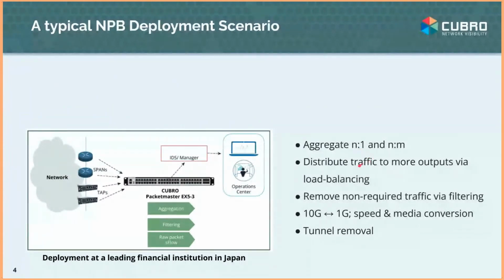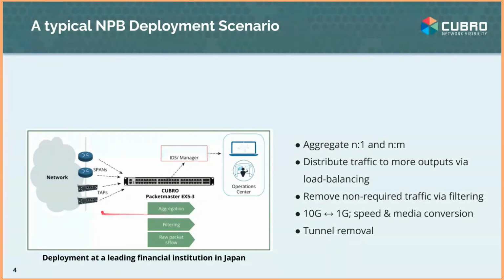We can also distribute the traffic to not only one of these IDS systems, like in this picture here, but to more. So we can load balance the traffic and distribute it. Of course, very often we can remove some traffic that is not needed because it's not of any benefit. It will just overload our analytics tool. So we can filter that.